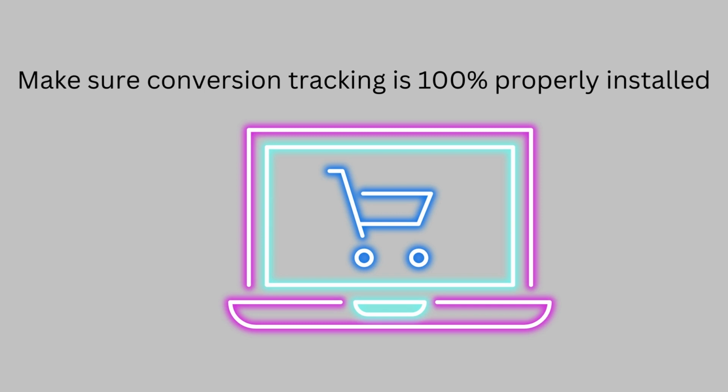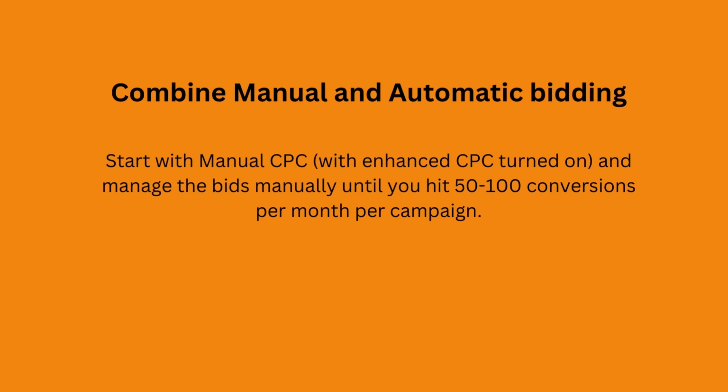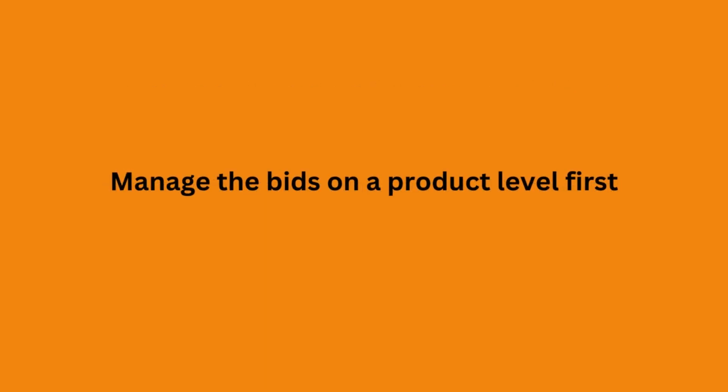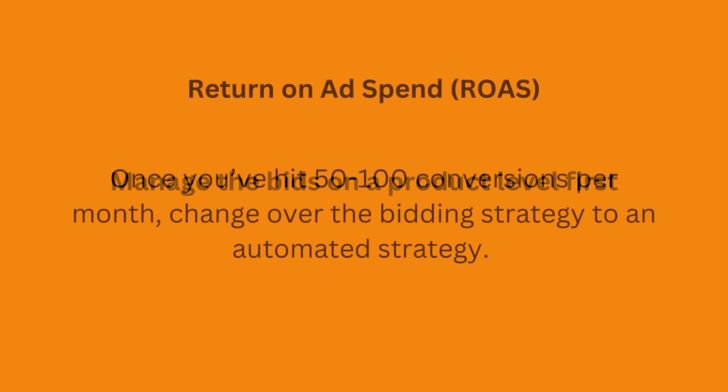Combine manual and automatic bidding. Start with manual CPC with enhanced CPC turned on and manage the bids manually until you hit 50-100 conversions per month per campaign. Manage the bids on a product level first. In the shopping campaign, I'm saying it because I've been working on many e-commerce sites, so based on my experience, I'm telling you. Manage the bids on a product level first. Encourage products that are not getting much traffic to get more traffic by increasing bids for those products and improve the product feed.